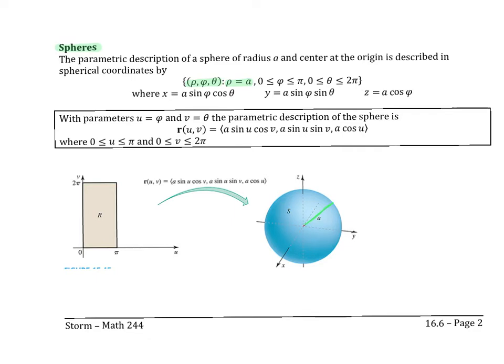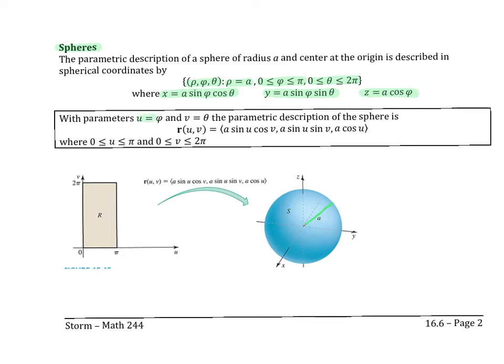Our phi goes from 0 to pi. These are just the same parameters we had before when we did spherical coordinates. And then theta goes from 0 to 2 pi. So the x value is going to be a sine phi cosine theta. Y is going to be a sine phi sine theta. And z is a cosine phi.